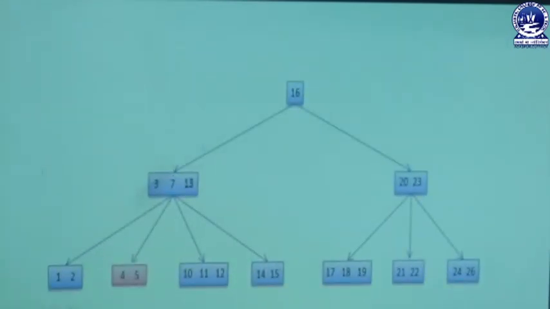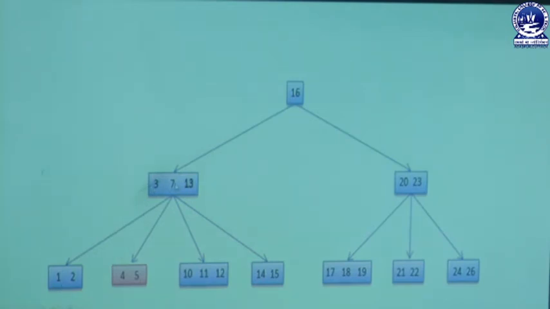Here, let the tree be this one. Already we have discussed this tree previously, and here also I am using the same tree. 16 is at the root, then at the left side 3, 7, 13, then at the right side 20, 23. In between 3 and 7, 4, 5 is present, less than 3, 1, 2 is present.